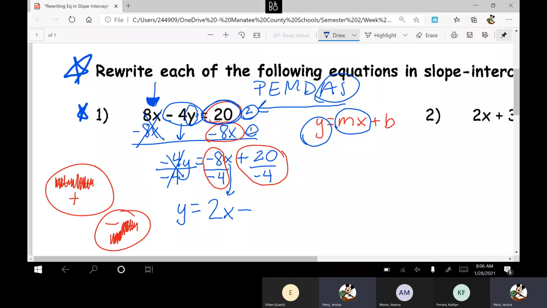So I put my negative sign there, and then we have our numbers. 20 divided by 4 is 5. Okay, so now you can look at your equation. It says y equals 2x minus 5.